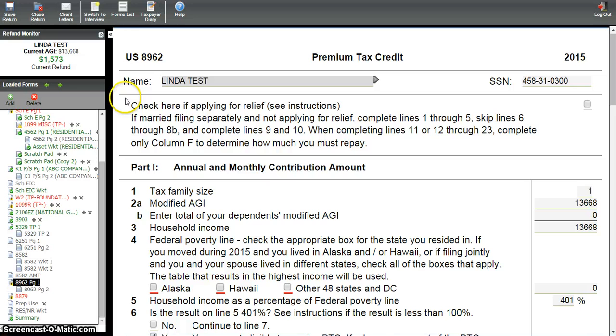I want to point out here this first section at the top where it asks about if you're applying for relief. As you know, when you file a married filing separately return, you're not eligible for the premium tax credit. There is an exception, however, for survivors of domestic violence or those who experience some type of coercion. They can file a separate return from their spouse and still be eligible for the premium tax credit. So if your client happens to fall in one of those categories, this is the box you will check.